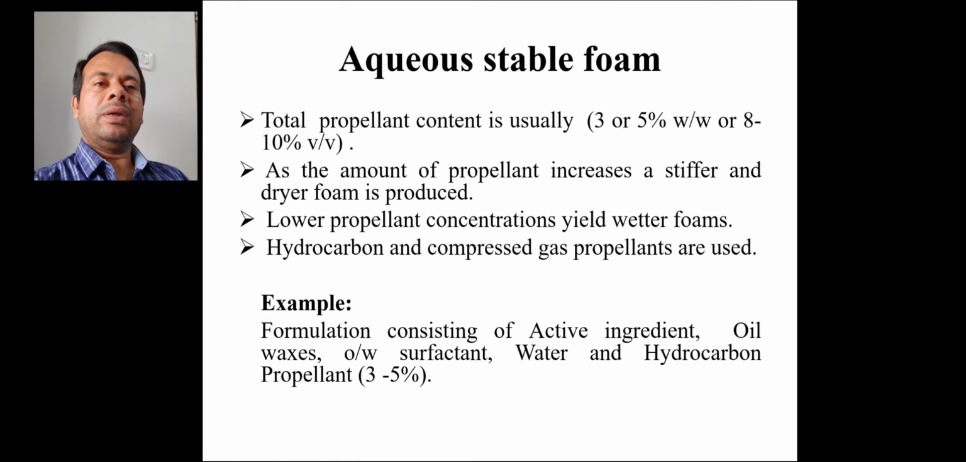Total propellant content in this system is usually 3 to 5% W/W or 8 to 10% V/V. As the amount of propellant increases, a stiffer or drier foam is produced. Lower propellant concentration yields water foams. Hydrocarbon and compressed gas propellants are used in this case. For example, formulation consisting of active ingredient, oil waxes, O/W surfactants, water and hydrocarbon propellant ranging from 3 to 5%.